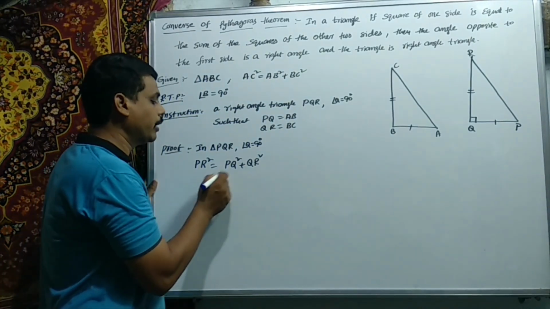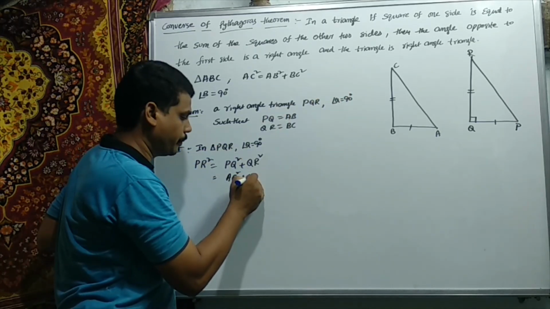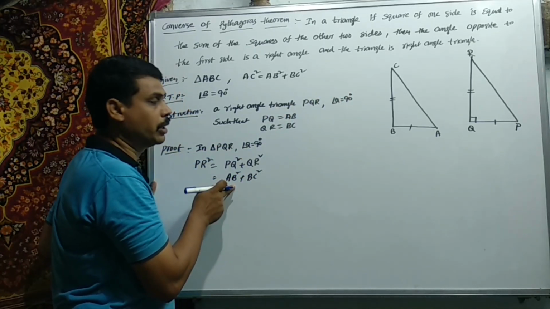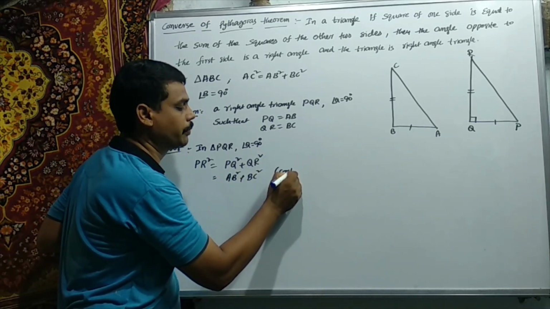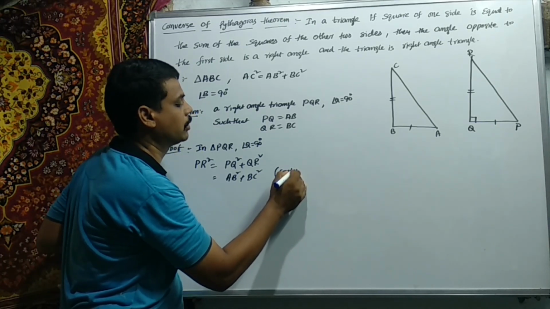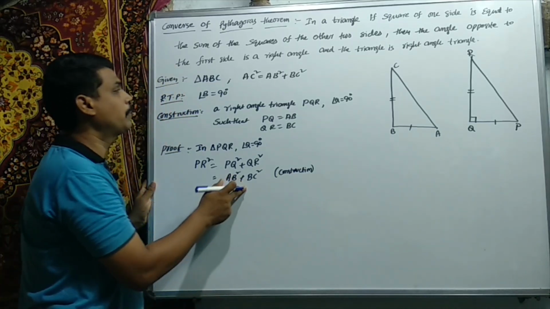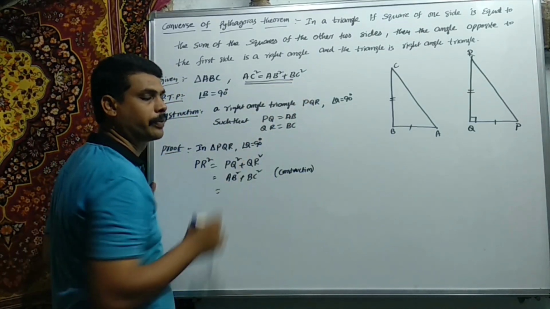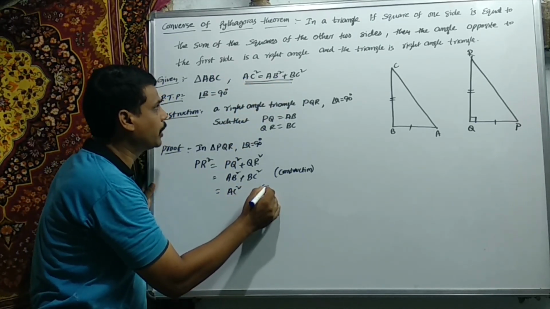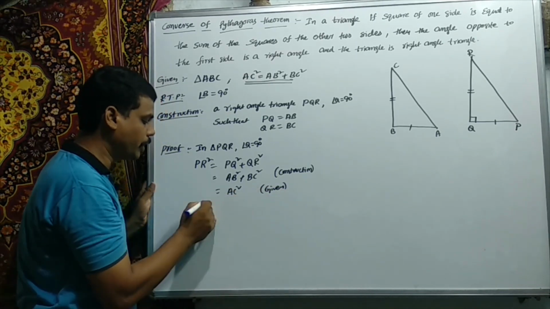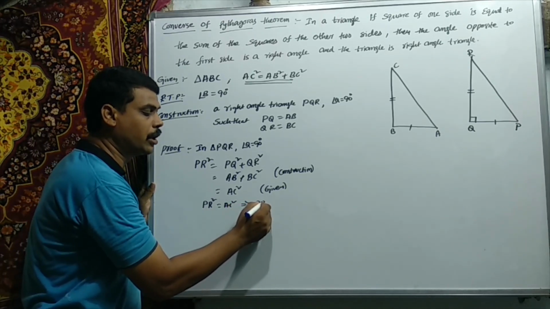So now you have to replace PQ with AB and QR with BC. Once you observe this, you get AB square plus BC square. This is the construction part. Now AB square plus BC square is nothing but AC square. This is given. So now you can say that PR square is equal to AC square. This shows that PR is equal to AC.